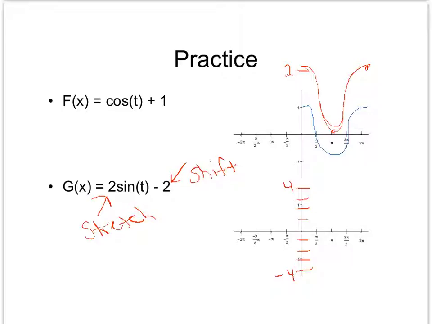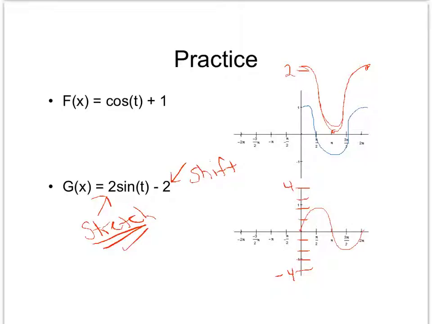So let's get started. I'm going to start by making a graph with just a stretch. So 2 sine of t would start at 0. It would go all the way up to 2, back down to 0, down to -2, up to 0. So that takes care of my stretch. I also need to shift it down 2 units. So I'm going to put in some points here.